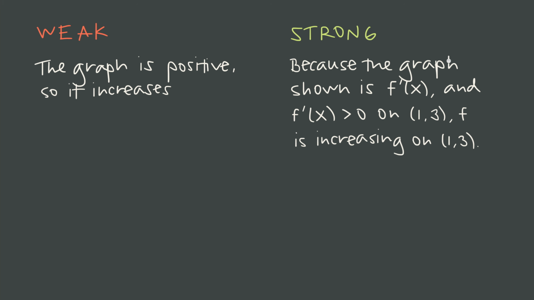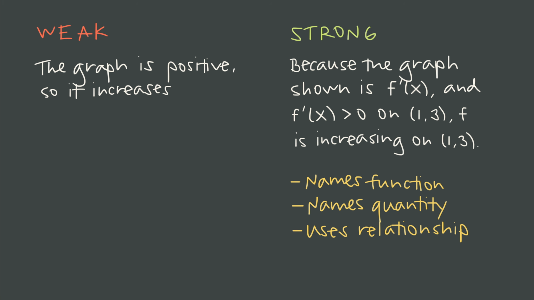Something like this: because the graph shown is the derivative, f prime of x, and because f prime of x is greater than 0, it's positive, on the interval 1 to 3, or from x equals 1 to x equals 3, that means that f is increasing on that same interval from 1 to 3. You can see the difference between these two justifications. The second one names the function. It also names the quantity. It says that it's positive. It uses the correct relationship between f prime and f, and it states a clear conclusion. This is what you're looking to do every single time.